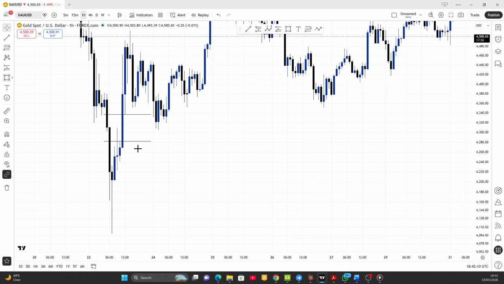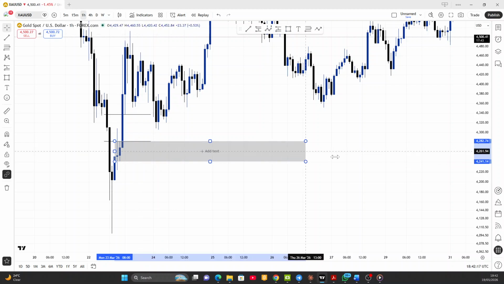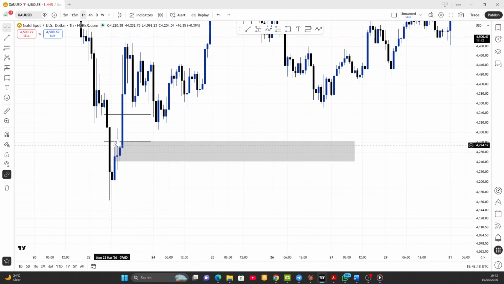This is our origin or our pivot candle. Let me mark it out using my rectangle tool. You can see the gap between this and this. And then we're going to use our Fibonacci retracement tool.